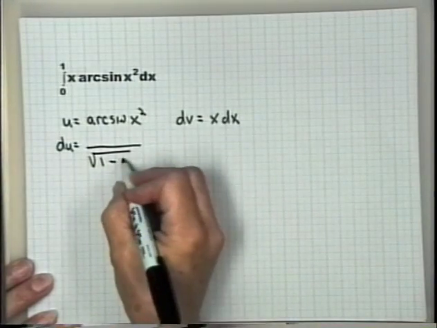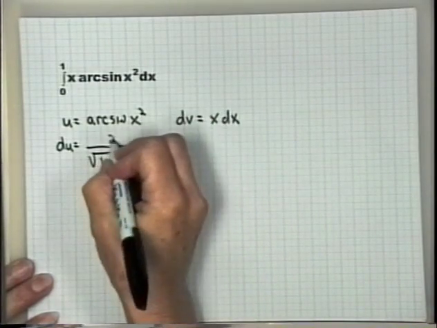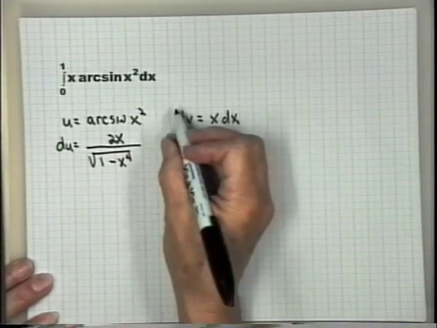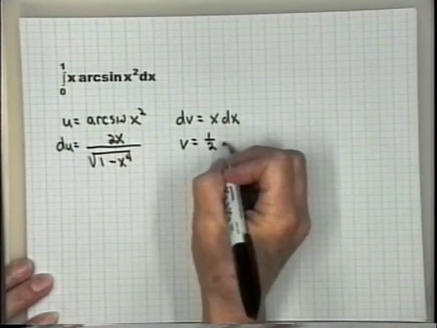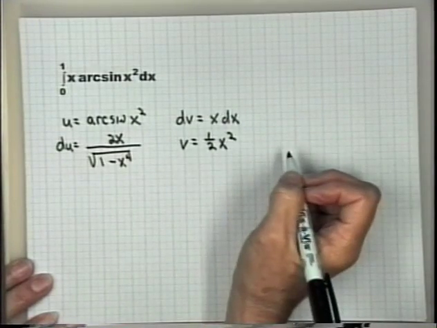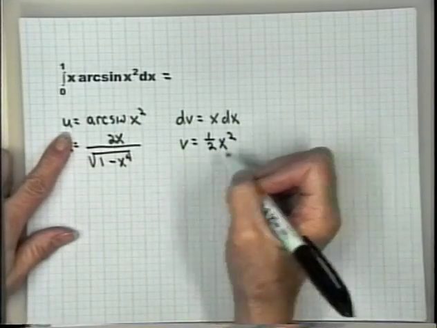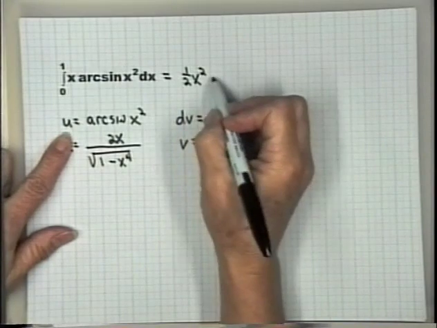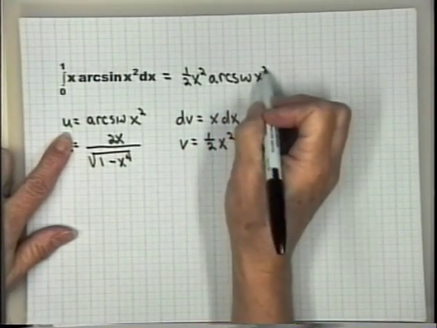So if I square x squared, I get x to the 4th. I take the derivative of this argument, which is 2x, and that goes up there. Now, if I integrate here to get my v, the integral of x dx is 1/2 x squared, isn't it? Okay, let's start our formula. U times v would be 1/2 x squared times arc sine x squared.